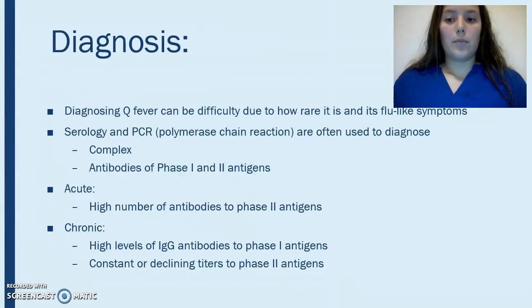And with the serology, you can use ELISAs and component factors. It's very complex, but with the acute Q fever, it's usually diagnosed due to the high number of antibodies to phase 2 antigens, and with the chronic, it has high levels of IgG antibodies to phase 1 antigens combined with constant or declining titers to phase 2.